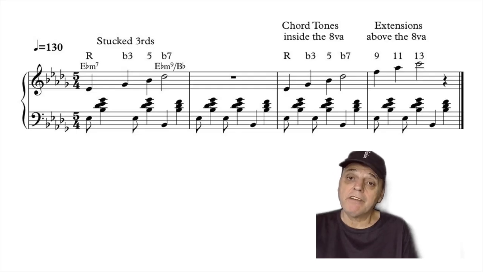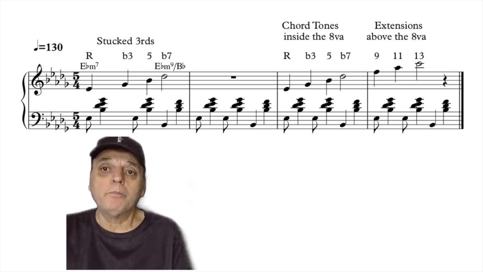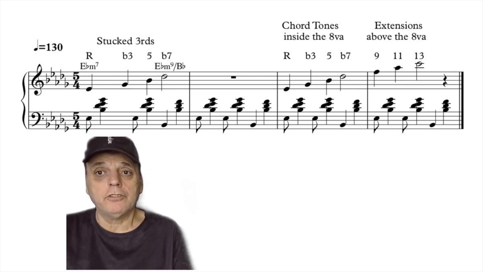E flat minor 7th chord: 1, 3, 5, flat 7th. Those notes are all inside the octave. Notes that are inside the octave are considered to be chord tones. 9th, 11th, 13th: those notes are placed above the octave. They are called extensions or tensions.